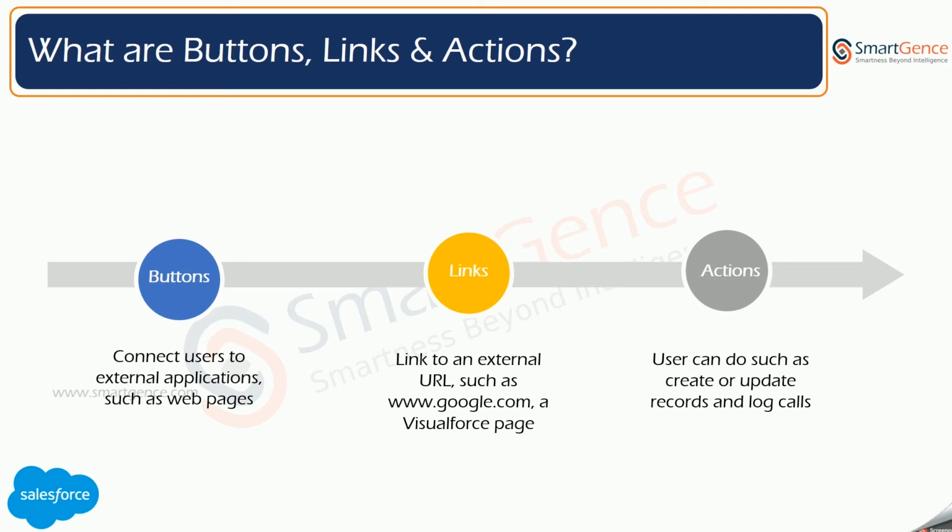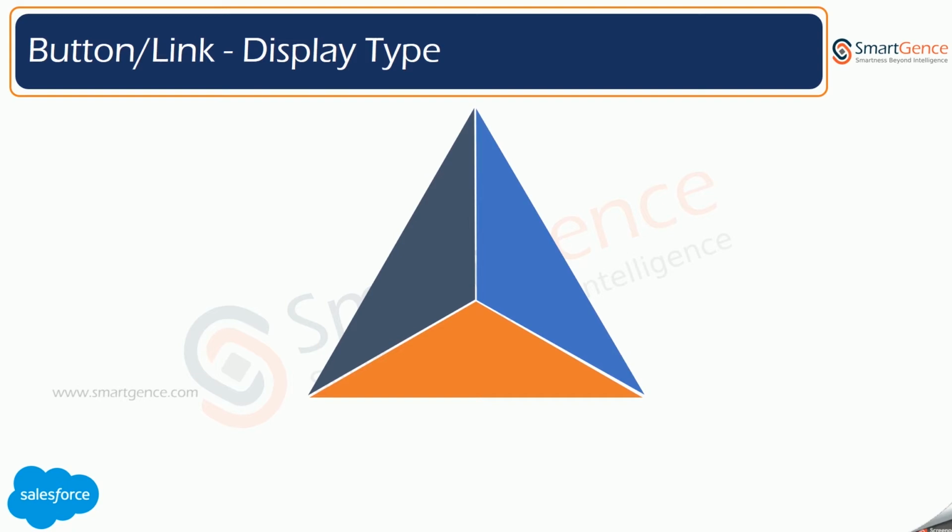And finally, actions. Usually, users can do a few actions like create or update records and log calls using those actions. Then, the display type.